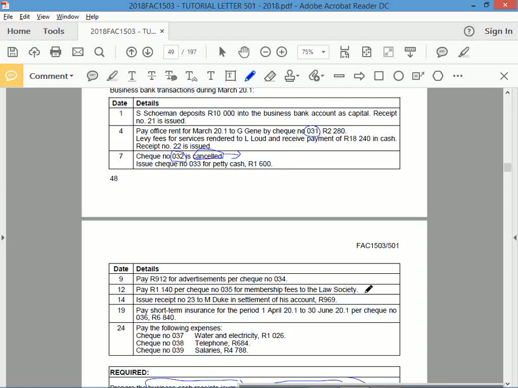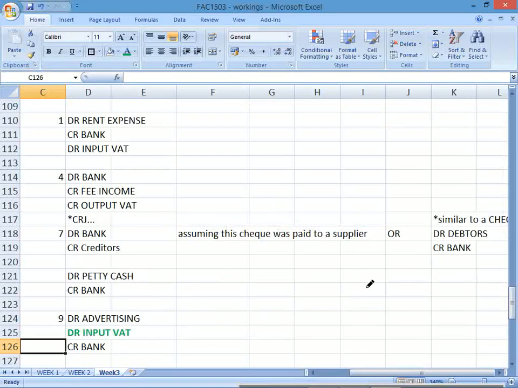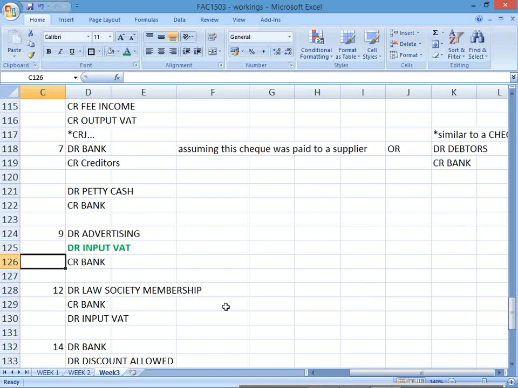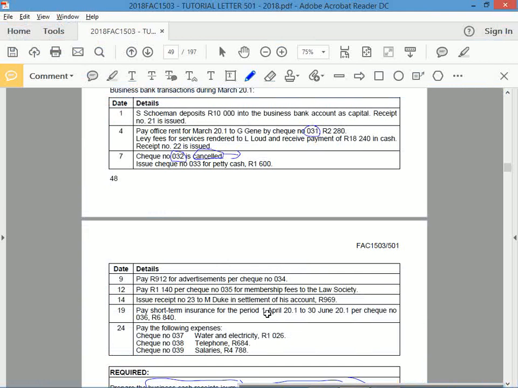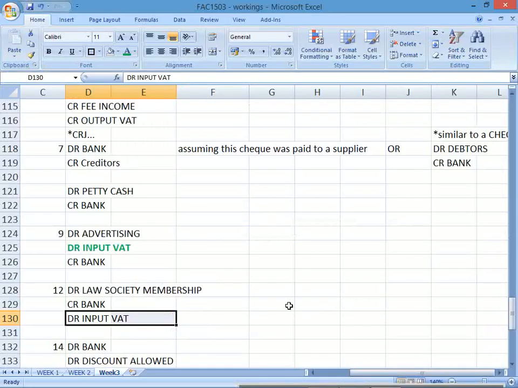The next one was for the membership fees to the Law Society. It would be an expense because you're paying for the membership. Would you have VAT here? Yes, because this is for business and not for pleasure. Debit the Law Society membership expense, credit the bank, debit the input VAT. The next one was looking at a receipt from a debtor, settlement of his account.